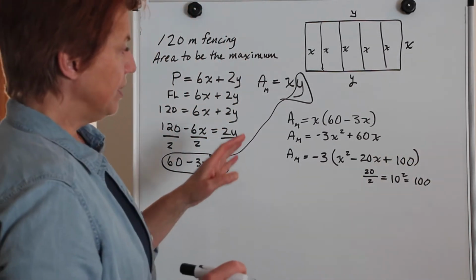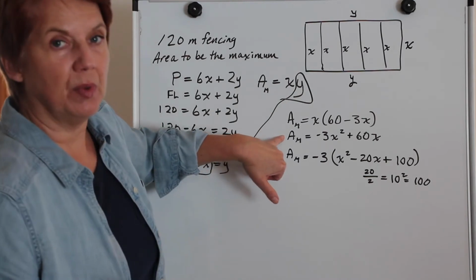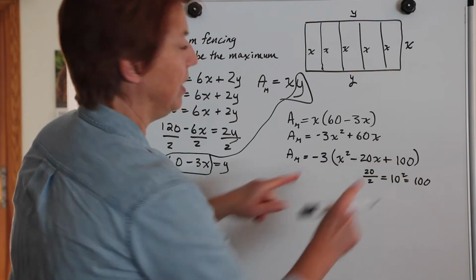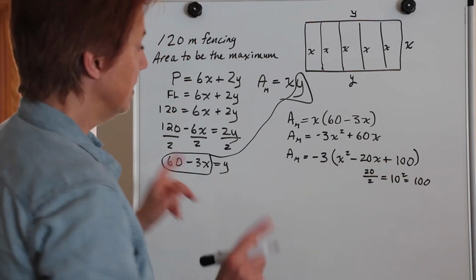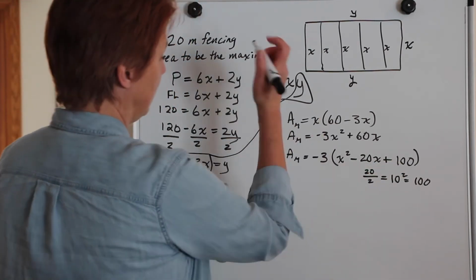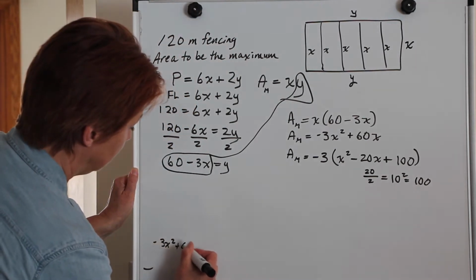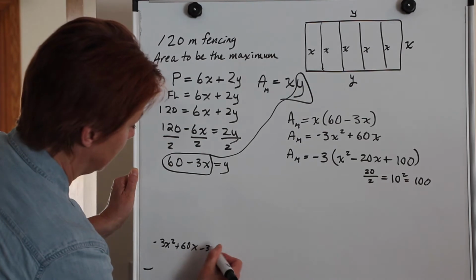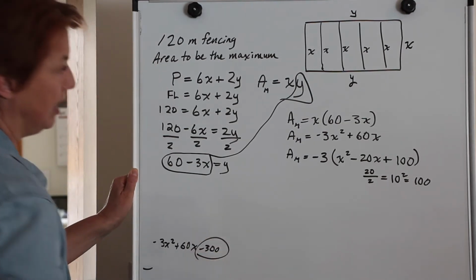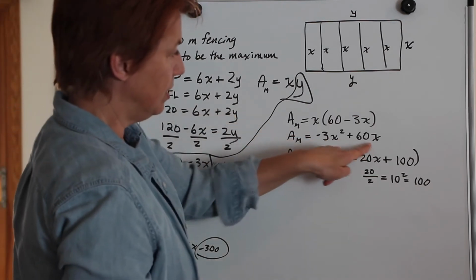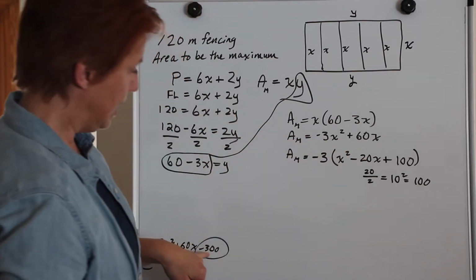Now what we've changed this equation by doing what we did here is minus 300. Do you see that? Because if I took the brackets off, here's what I'd have: negative 3x squared plus 60x minus 300. Well, that minus 300 is not here, is it? So we've actually changed this by minus 300.